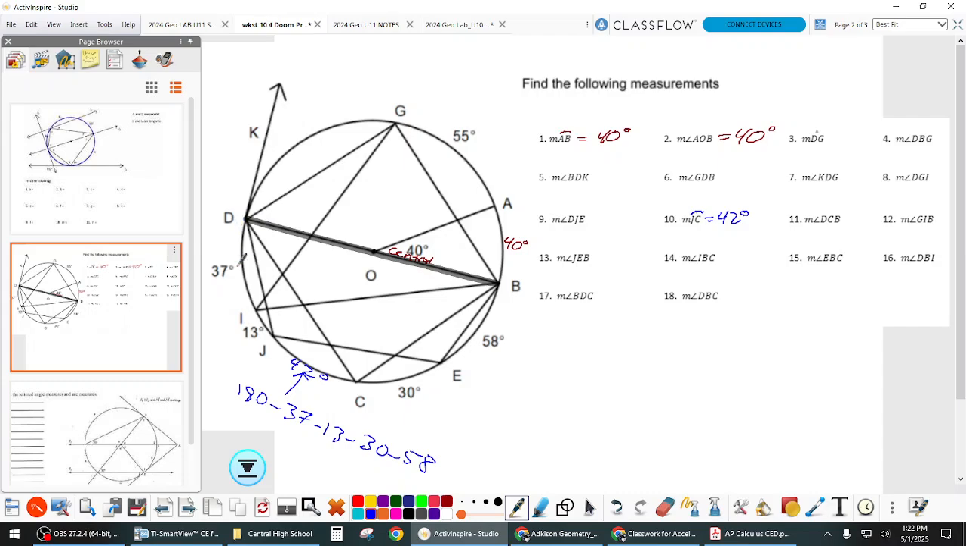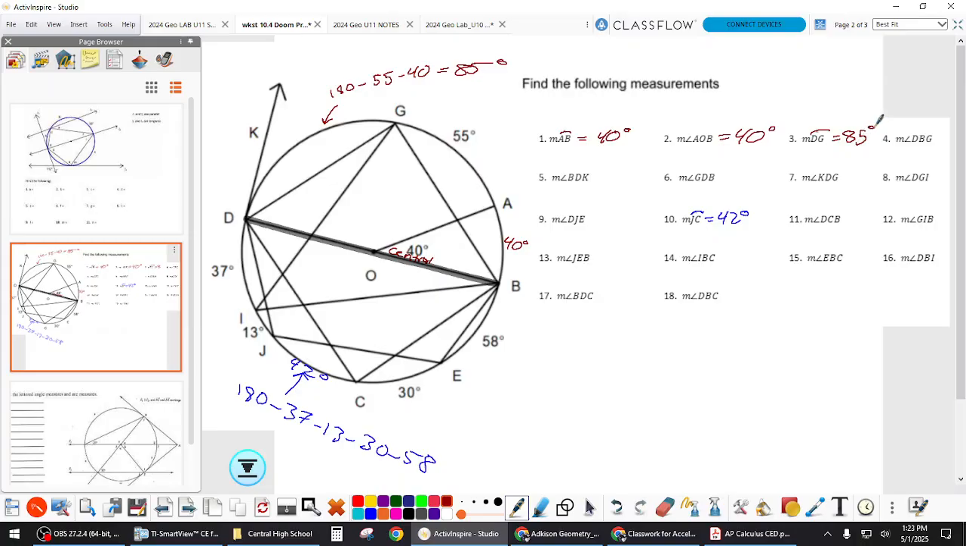Now I have almost all of the circle filled out except for this piece. So can we do that again? Okay? How? 180 minus 55 minus 40. Okay. And I don't think DG is on here. It is. Oh, there it is. Yep. Sweet. That looks like 6.